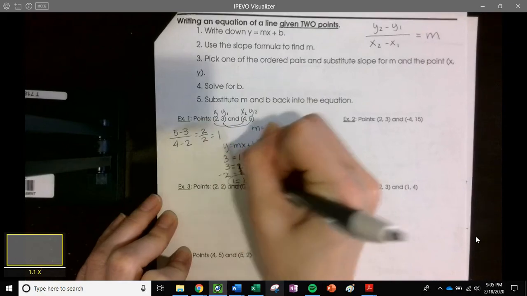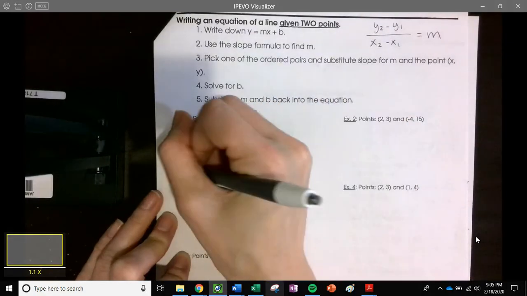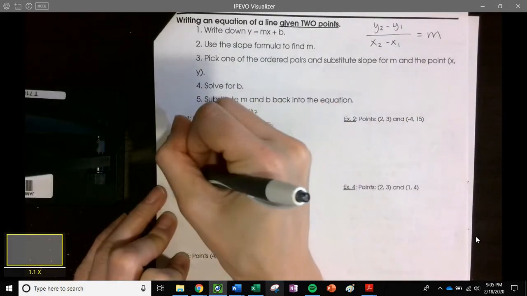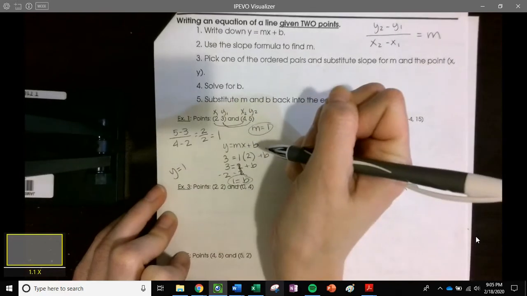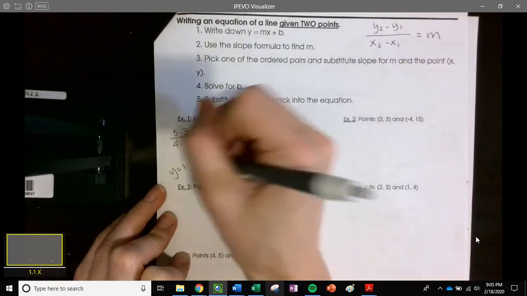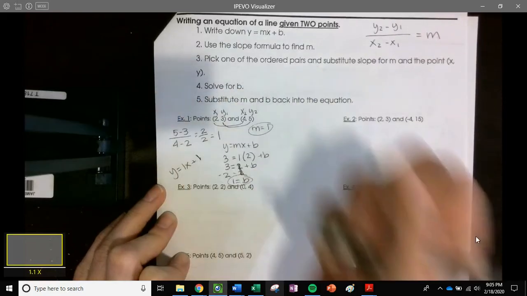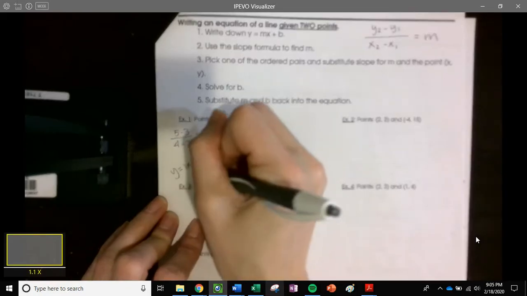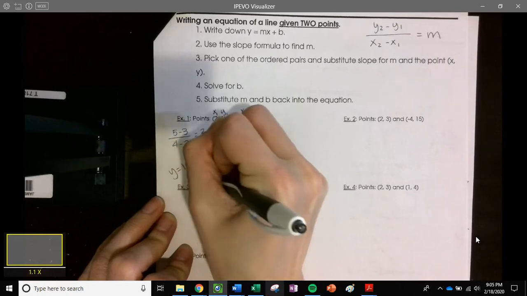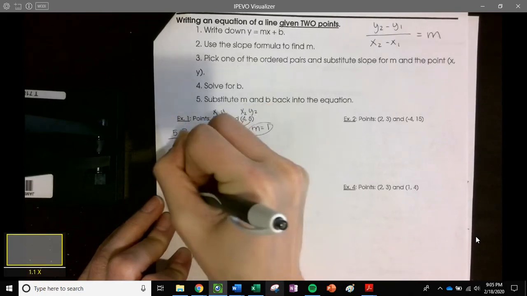Well, if 1 equals b and 1 equals m, y will stay as y. M is 1. X stays as x. And b is plus 1. So you can rewrite that as y equals x plus 1. You don't have to write 1x.